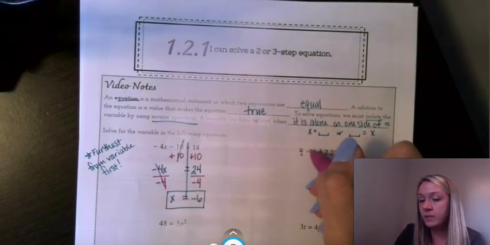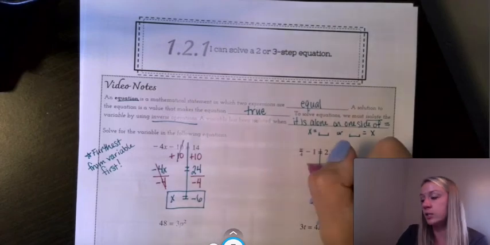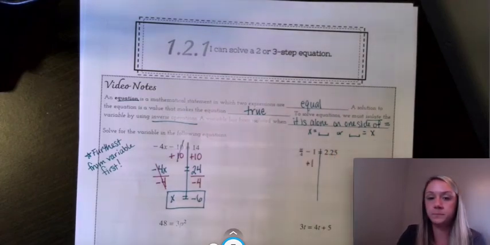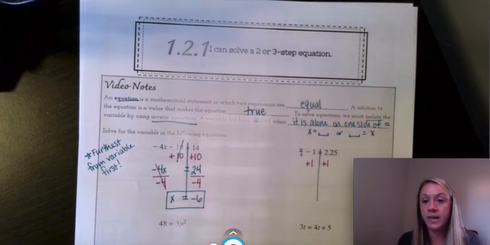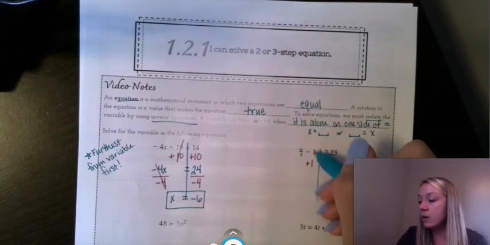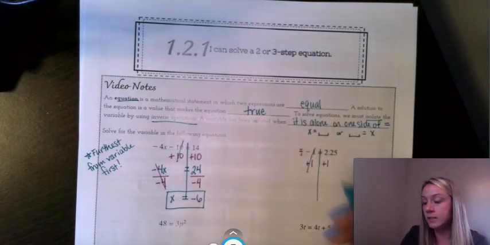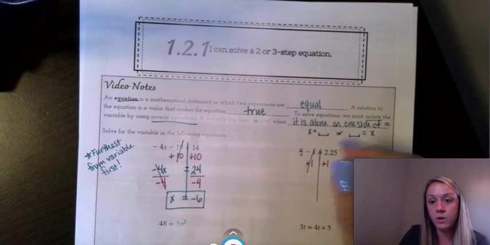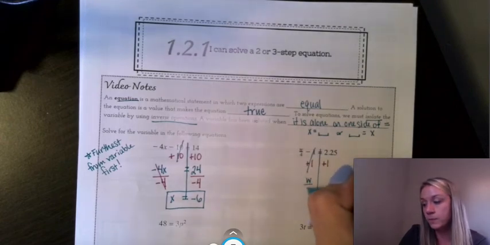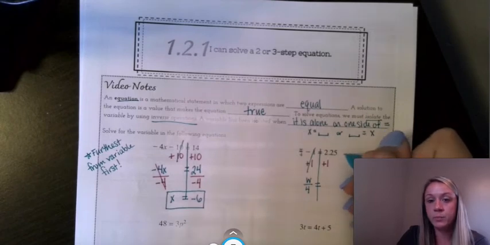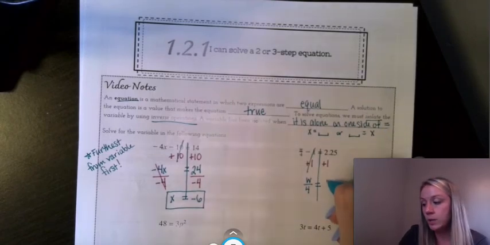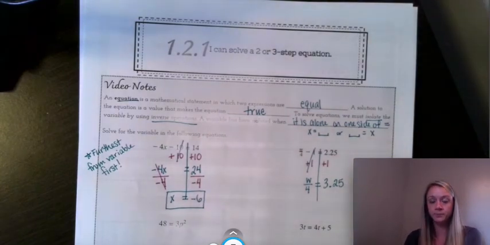So the inverse of subtraction is addition, so I'm going to add 1, which means I also need to add 1 onto the other side. I have to do it to both sides to make sure it stays equal. So these will cancel. I still have this fraction of w over 4. And then I'm going to simplify this side. So 2.25 plus 1 would be 3.25. You can check it in your calculators as well.